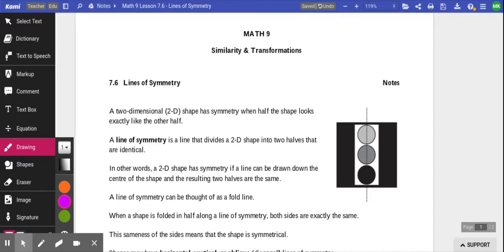Welcome to the about 10th time that I've tried filming lesson 7.6 for Math 9. Let's see if it works. Dun, dun, dun. Oh my goodness. It's working. It's working. It's a miracle, people.